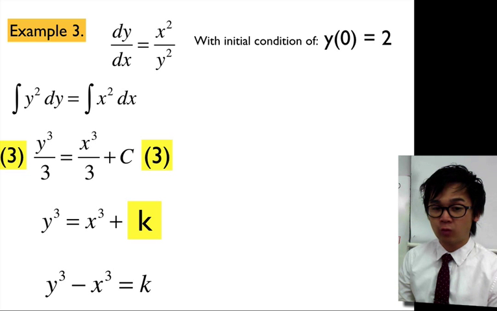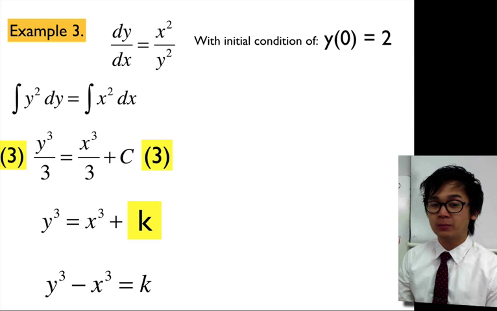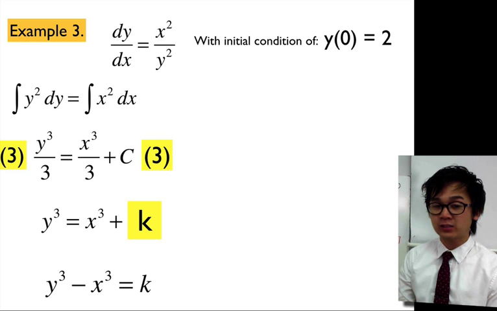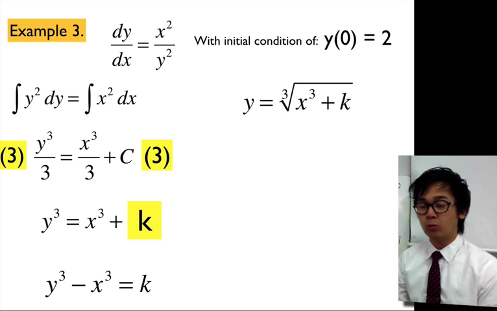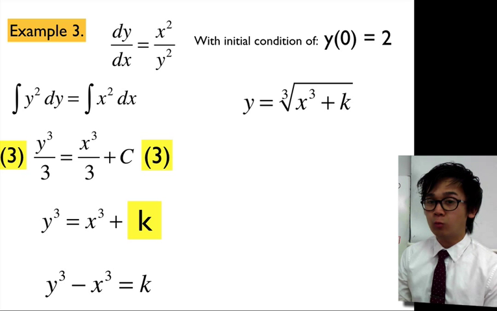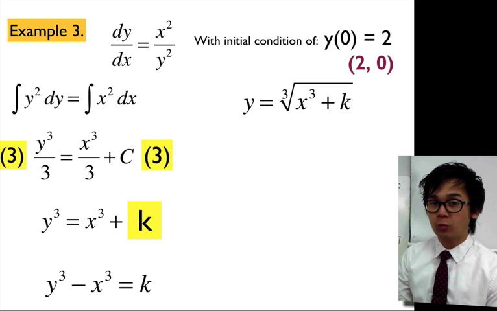So if we have y cubed minus x cubed is equal to k, to isolate y, all we need to do is to take the cube root of both sides of the equation, considering that negative x cubed is already with k. So now y is equal to the cube root of x cubed plus k. Now what we need to do is to find the constant k by replacing our y and x by 2 and 0. So from the initial condition, we're able to find the point where that function is passing through, which is 0 and 2.